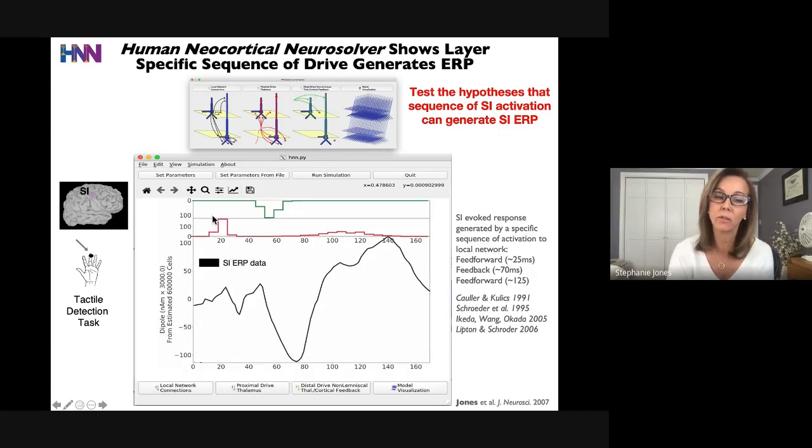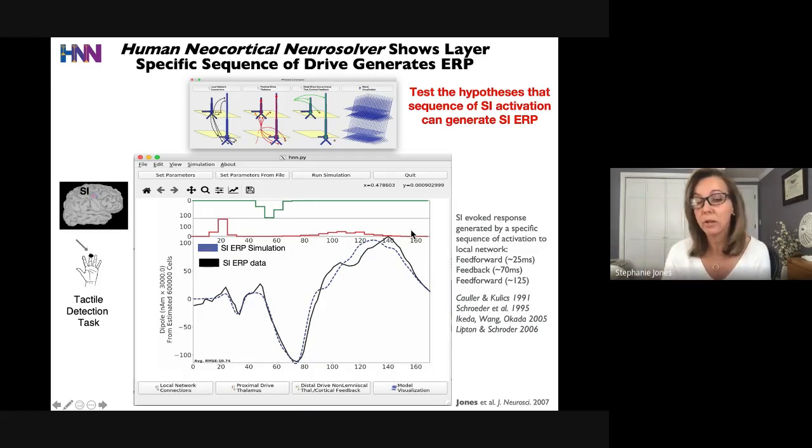So you can see here we have a histogram of spikes that's going to activate the feed forward pathway at approximately 25 milliseconds. Then we have these inputs that come in at approximately 70 milliseconds, a little bit earlier, and then again near 125 milliseconds. And so we simulate these inputs, and then we run our simulation, and the model spits out the net current dipole signal, this intracellular current flow. And you can see that this sequence of activation can indeed reproduce this electrical current flow in the pyramidal neuron dendrites that we've recorded.